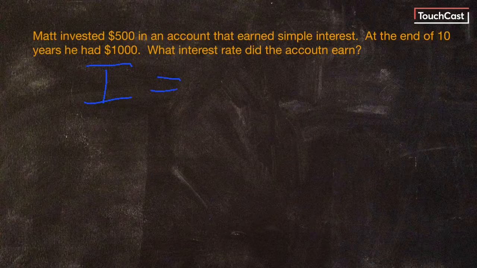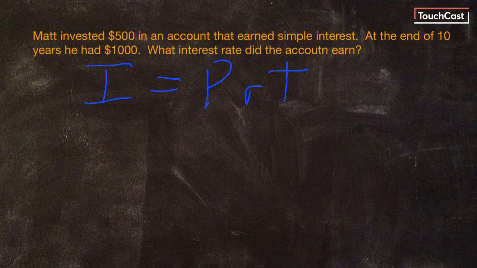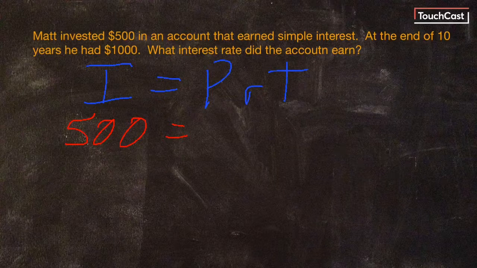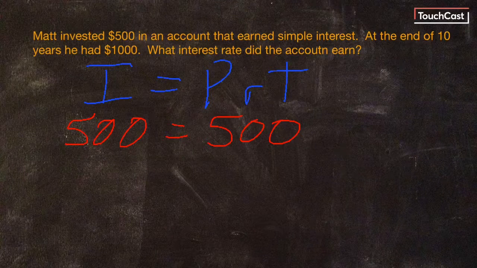Which is I equals P times R times T. Okay, and we're just going to plug in the information that we do know. So we know that at the end of 10 years he had $1,000, which means that the interest he earned was whatever he had at the end minus whatever he started with, right? So the interest he earned is $1,000 minus $500, so $500. P is what he started with, so that's $500. R is what we don't know, that's the interest rate, and T is 10 years.